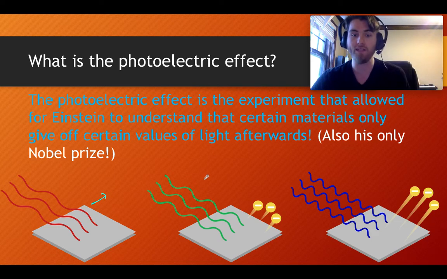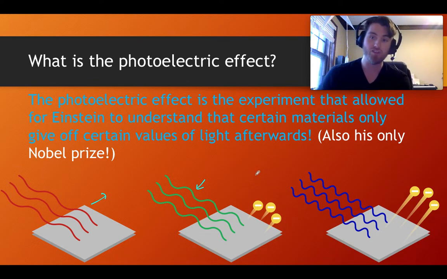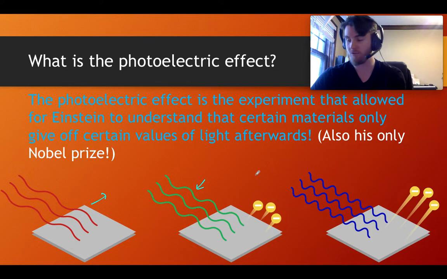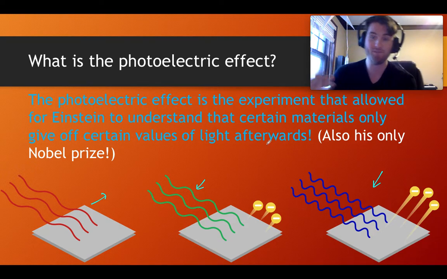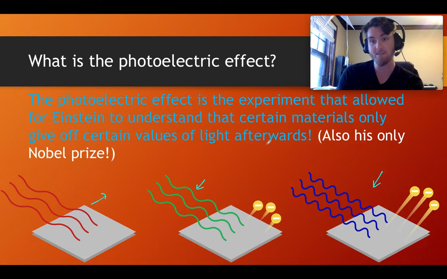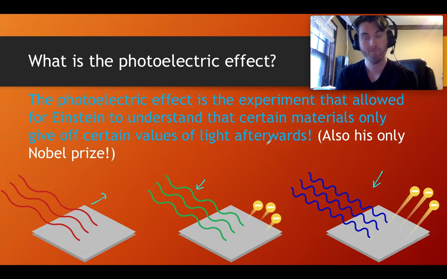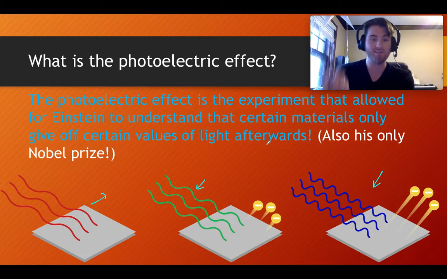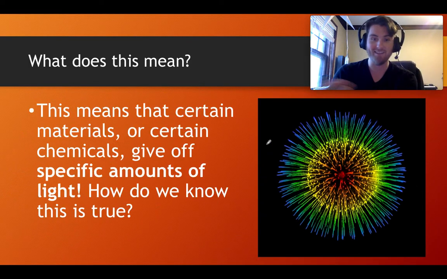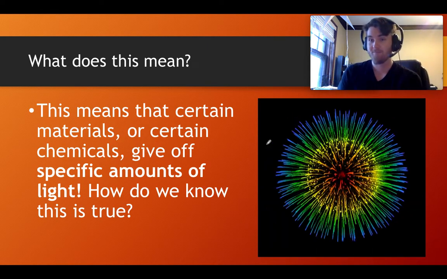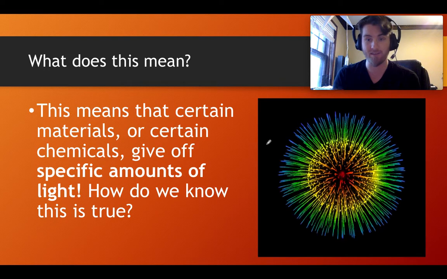If he shined green light onto it, then the velocity and the amount of electrons on the other side is smaller. And if he shined blue light to it, the amount of electrons on the other side is much, much, much larger. This is his main idea: he figured out that certain amounts of light correlate to certain amounts of electricity and energy at the end. This is a really big idea because it describes how exactly light behaves. The idea here is that certain materials can only give off certain specific amounts of light.